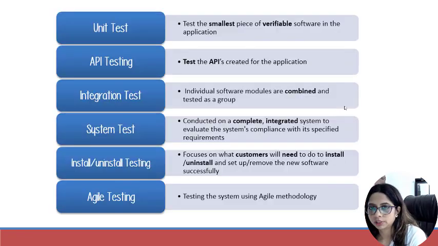We'll just list a few testing types, we will not elaborate them here, because there is a separate session for this. But in the meanwhile, you can see unit testing is being done by the developers, and there is API integration, system testing, install and uninstall testing, and then agile testing. So all the types and genres of testing we are applying will be mentioned here in the test plan documentation.